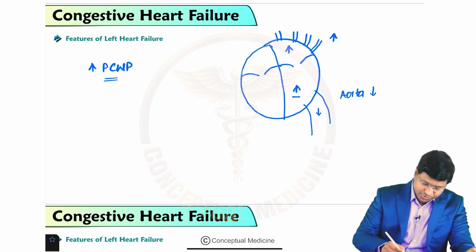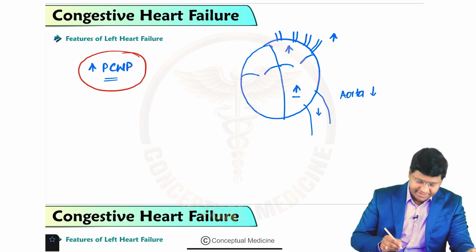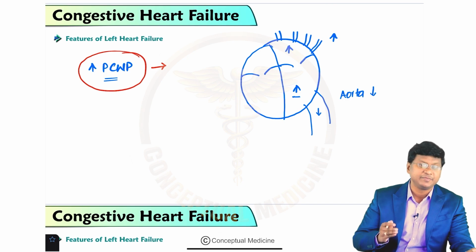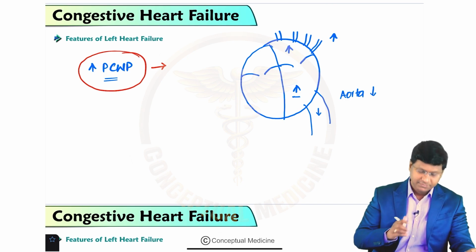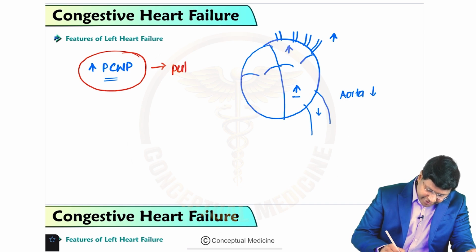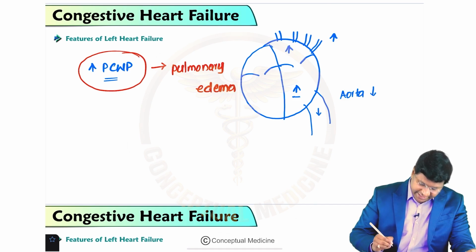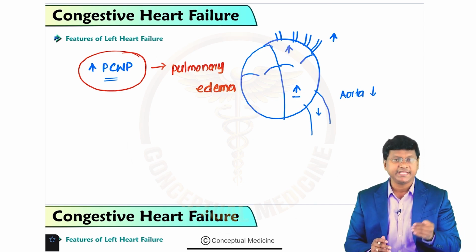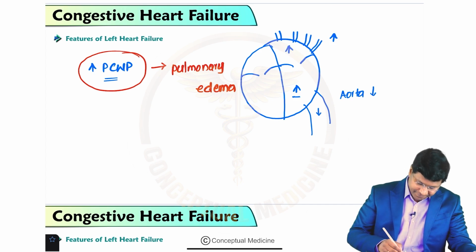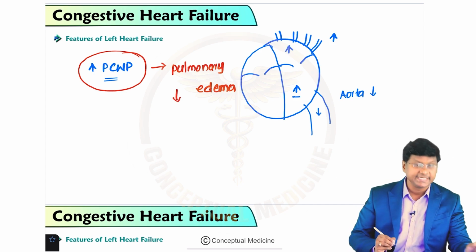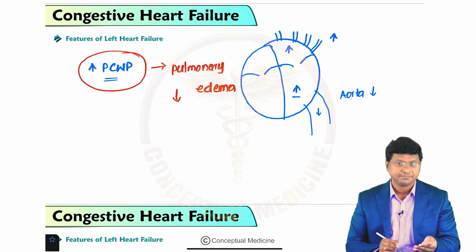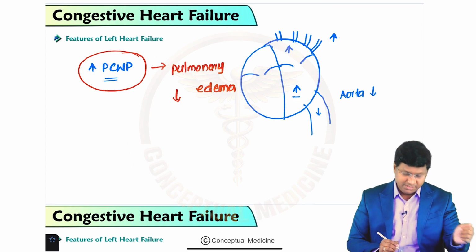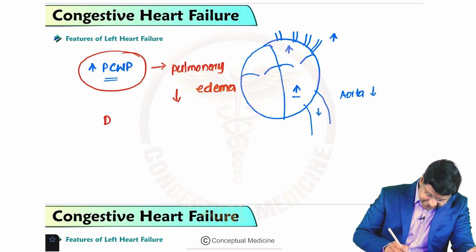pulmonary capillary wedge pressure. As the pulmonary capillary wedge pressure increases, the fluid from the pulmonary capillaries enters into the lungs, resulting in what is called pulmonary edema. So in patients with left heart failure, there will be raised pulmonary capillary wedge pressure resulting in the development of pulmonary edema. Once there is development of pulmonary edema, these individuals develop dyspnea.